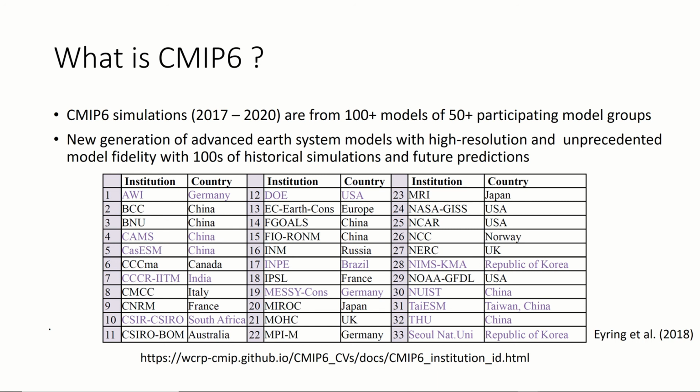And for these historical simulations and future predictions, here is a table that shows some examples of modeling groups, and you see they are from many countries like Germany, China, Canada, India, Italy, France, South Africa, Australia, US, Europe, Brazil, Japan, UK, Norway, Taiwan, Republic of Korea.